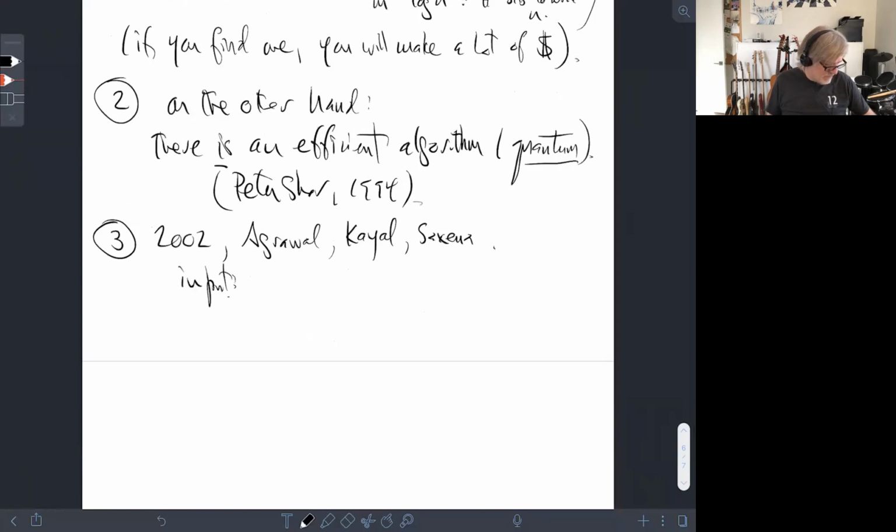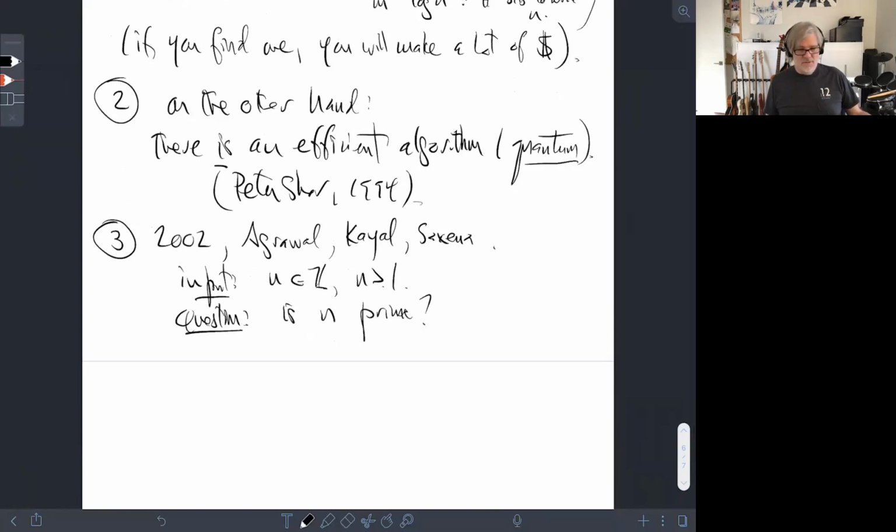Input: n, an integer bigger than 1. Question: is n prime? This is the problem PRIMES. It looks a little bit like the problem I mentioned earlier. It seems a bit simpler, and it is in a sense simpler. In 2002, these three people showed that there is an efficient algorithm for this.